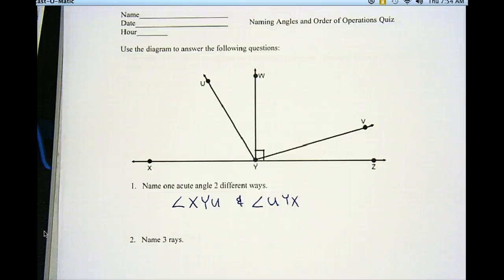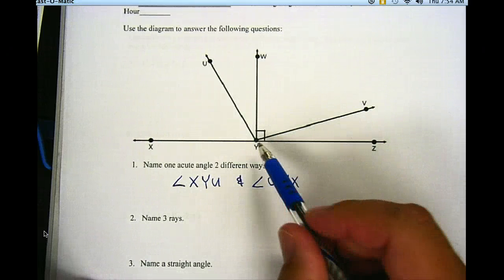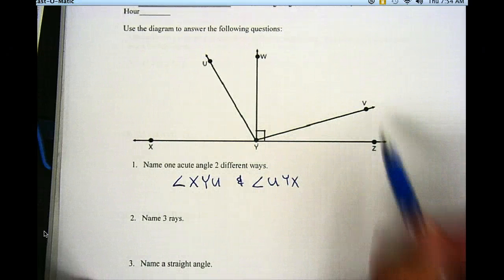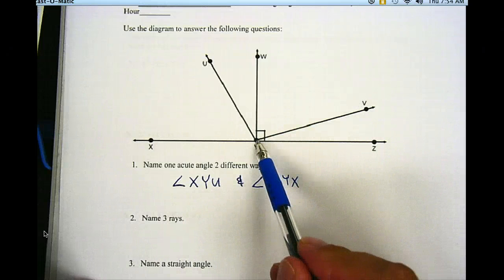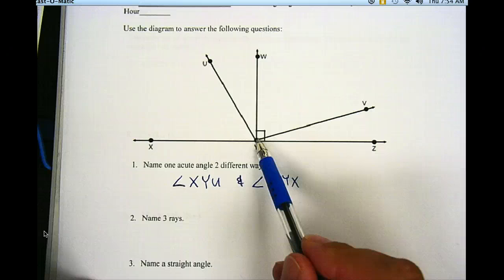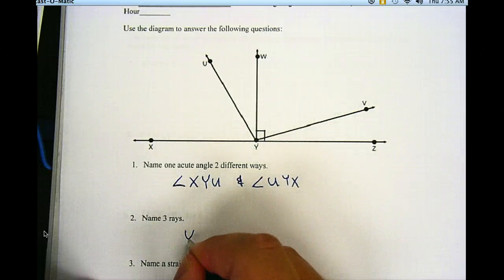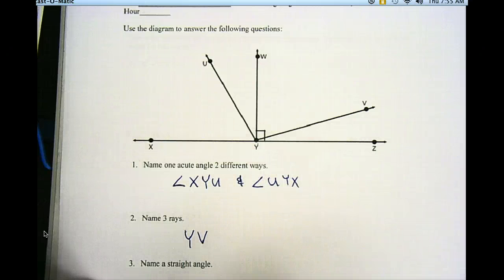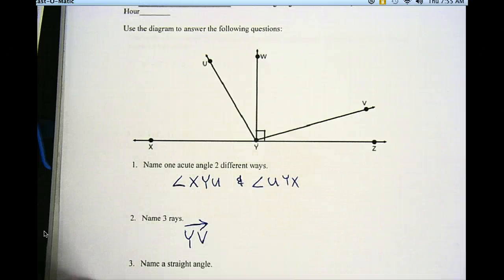Second problem, name two rays. Now it's important to know that rays start at an endpoint and go on forever through another point. So when I name a ray, there are several rays I can name. I can name y, which is the endpoint, going through v. So one ray is y, v, and to make sure I name it a ray, I've got to draw a ray over the letters. So I'll draw a ray sign like that.